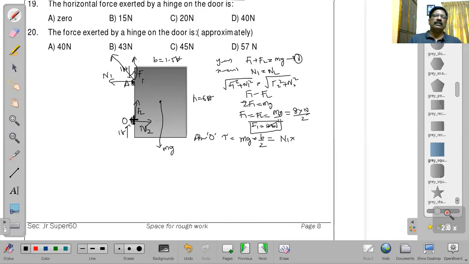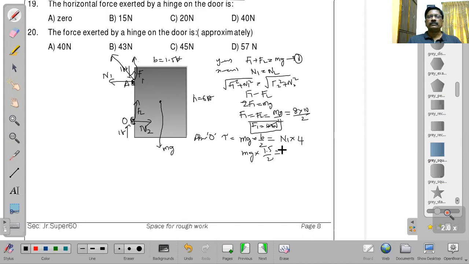The perpendicular distance: this total height is 6. Okay, this is equal to 5 minus 1, that is 4. That's why this is equal to 4. You have to substitute 4 feet. It is in feet, so you substitute b also in feet only. So mg into b means 1.5 by 2, also substituted in feet.